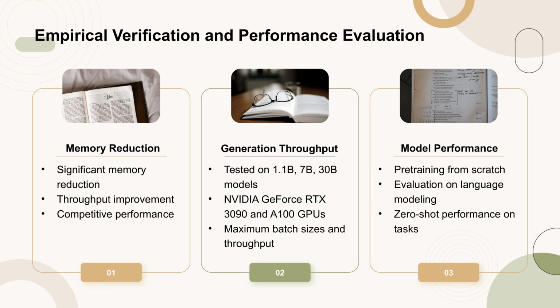The authors empirically verify the effectiveness of their method on the Llama model, demonstrating significant memory reduction and throughput improvement. They tested their method with models of 1.1B, 7B, and 30B parameters on NVIDIA GeForce RTX 3090 and A100 GPUs, showing larger batch sizes and higher throughput. For model performance, they pre-trained two 1.1B models from scratch and evaluated them on language modeling and downstream tasks, achieving comparable performance to TinyLlama while maintaining higher generation throughput.